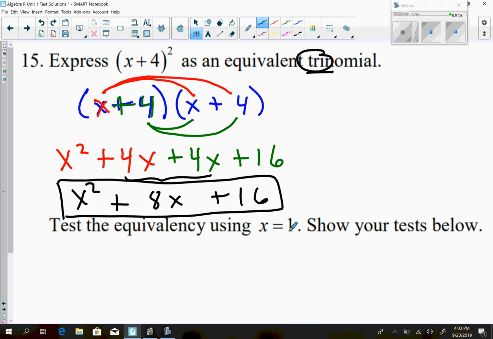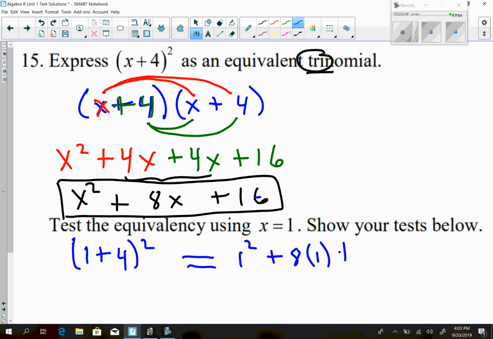Test the equivalency using x equals 1. That means I'm going to put 1 in the original. I'm going to write (1 + 4) squared, and I want to see if this is really equal to this answer up here when x is 1. So I'm going to write 1 squared plus 8 times 1, and don't forget this plus 16. That's part of the answer.